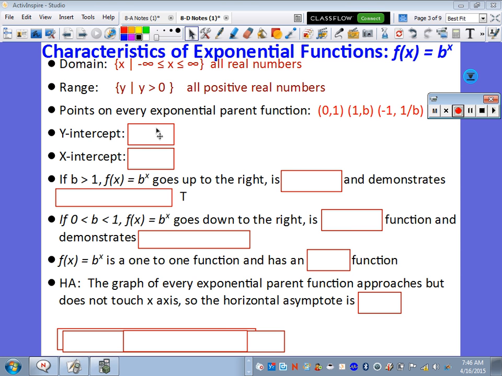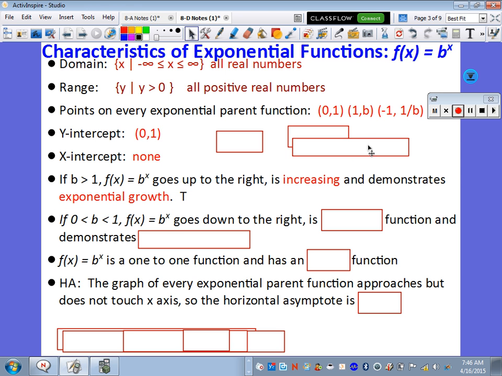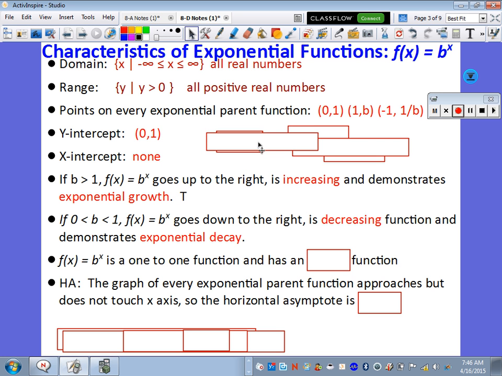The y-intercept is always (0, 1). There is no x-intercept. If b is greater than 1, f(x) = b^x goes up to the right. It's increasing and it demonstrates exponential growth. We'll show you in a minute. If b is a number between 0 and 1, notice it doesn't include 0 or 1, it goes down to the right. It is a decreasing function, and it demonstrates exponential decay. f(x) = b^x is a one-to-one function, and it has an inverse function. The inverse function is a logarithmic function.